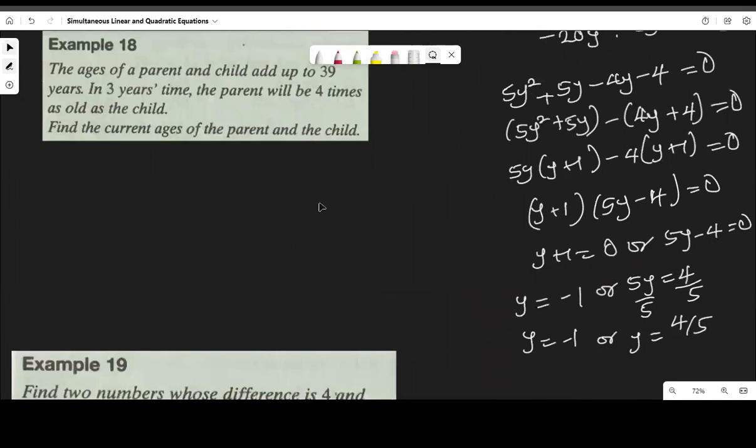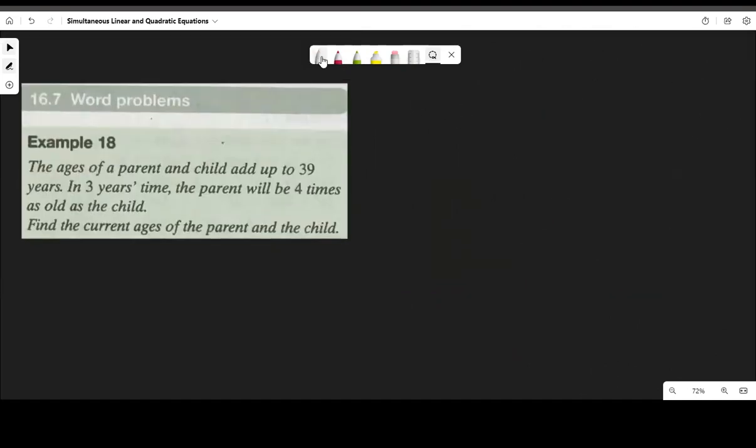This one is a word problem. The ages of a parent and a child add up to 39 years. In 3 years' time, the parent will be 4 times as old as the child. Find the current ages of the parent and the child. Okay?